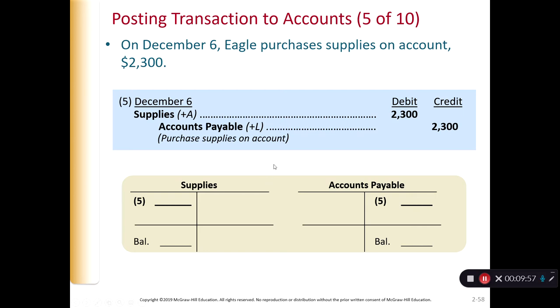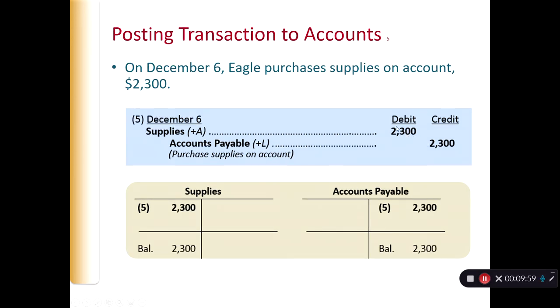Okay. So for the increase in supplies, when we're posting it, we just post on the left-hand side of supplies. Credit accounts payable, because it's credit, we just put on the right-hand side of the accounts payable account. Okay.